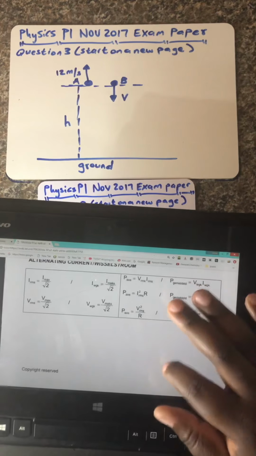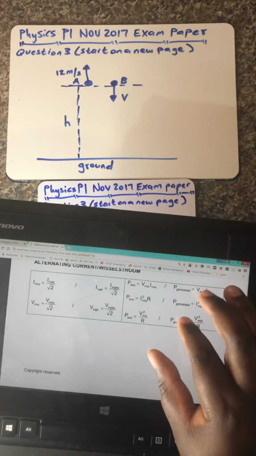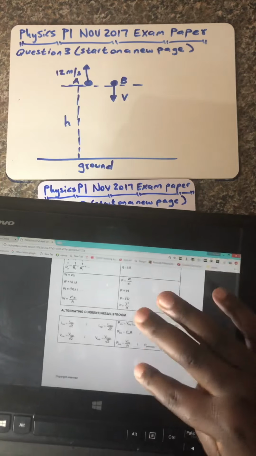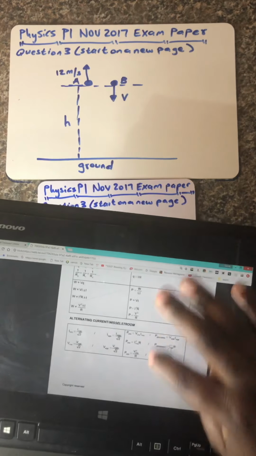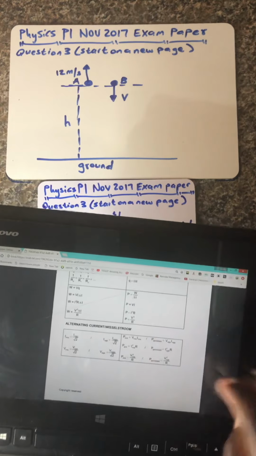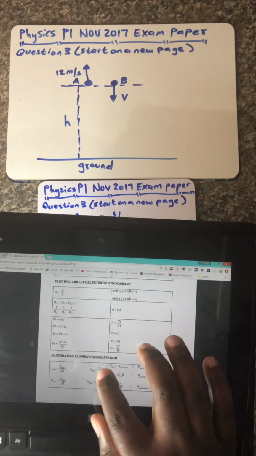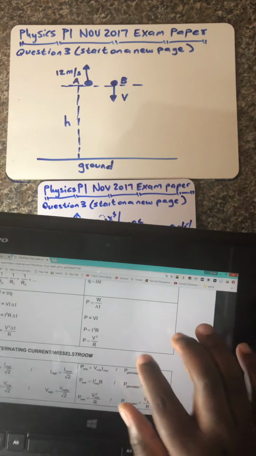I'm not sure what's going on. I'm trying to scroll down to get the formula, but then I'm not able to. Just bear with me.